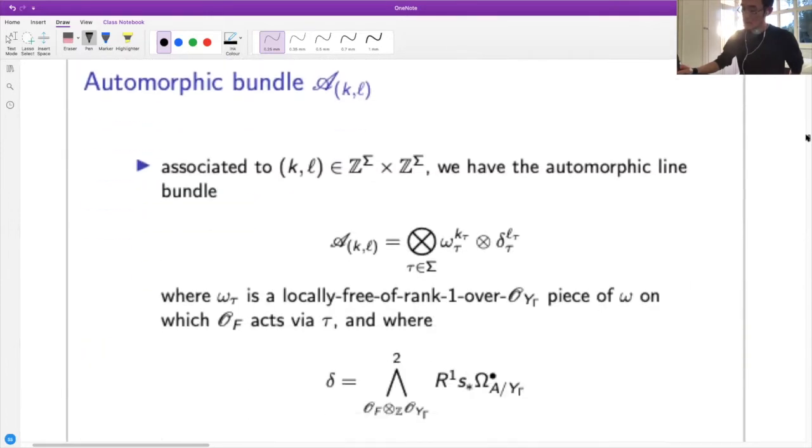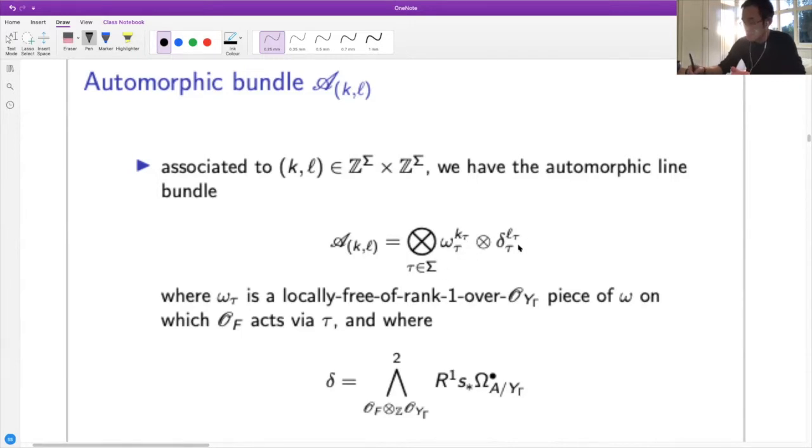So now I'm going to define automorphic bundle as follows. Given a pair of d-tuples of integers, d being the degree of F over Q, a pair of d-tuples of integers k and l, I can define the automorphic bundle as follows. So A_{k,l} is going to be the tensor product over all tau that ranges over Sigma, the set of embeddings from F into Q_p bar.